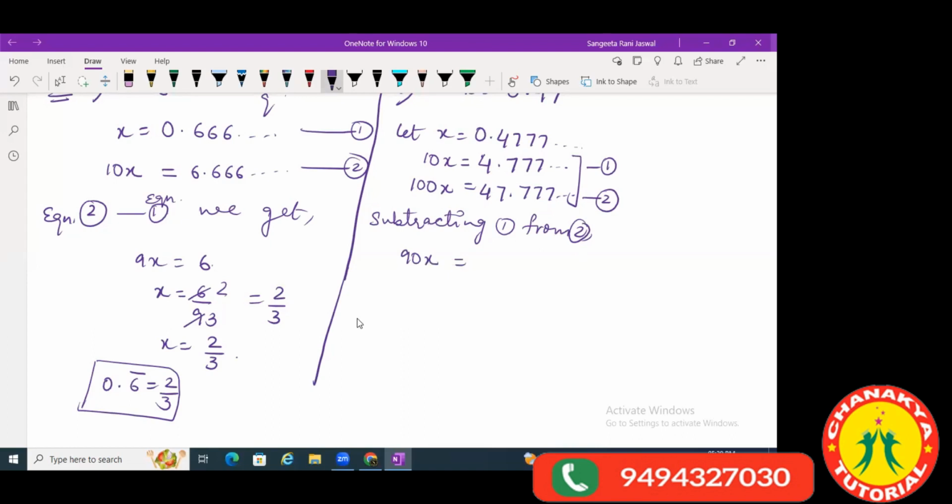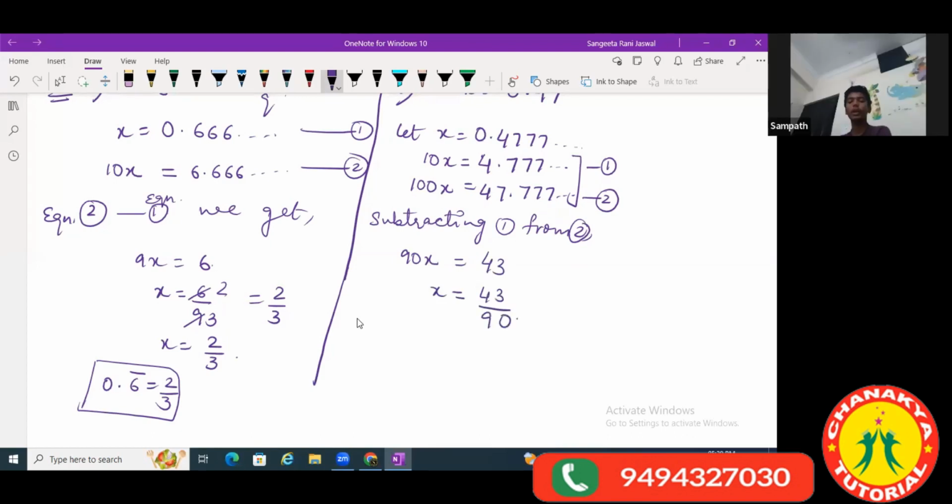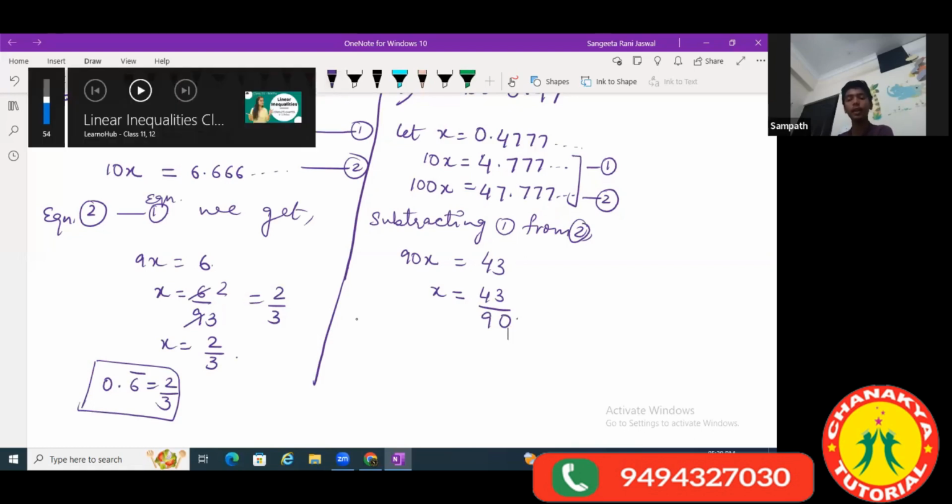So after the decimal, all the places will become 0. So we have just the first numbers, that is 47 minus 4 gives me 43, right? So here my value of x will be 43 by 90. But if we do it the other way, by directly multiplying with 100, then we won't get that.